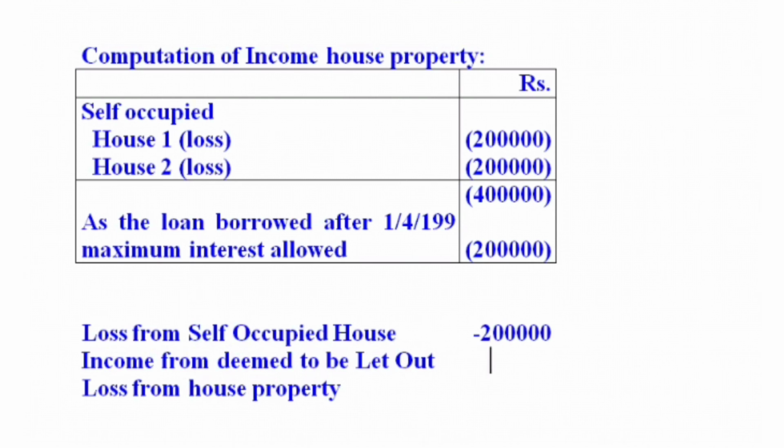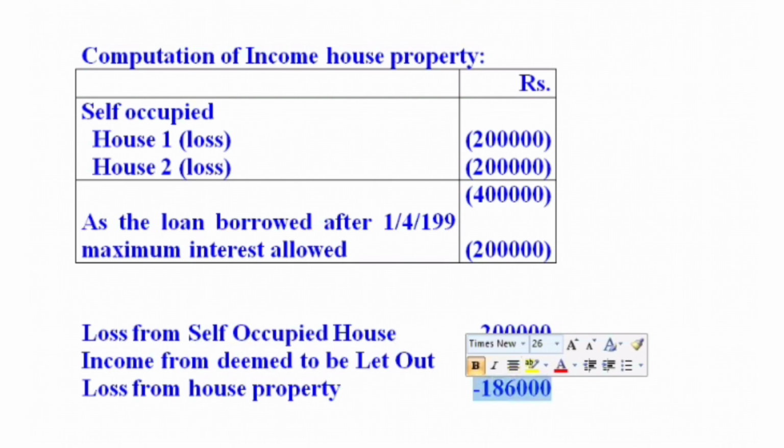So here the loss from self-occupied is 2 lakhs, and we reduce the income earned on the deemed let out house, that is 14,000. So 2 lakhs minus 14,000, you will get 1,86,000. So the total loss from house property is 1,86,000. This is how we derive income from house property. In this problem, it was a loss from house property on considering all three houses.